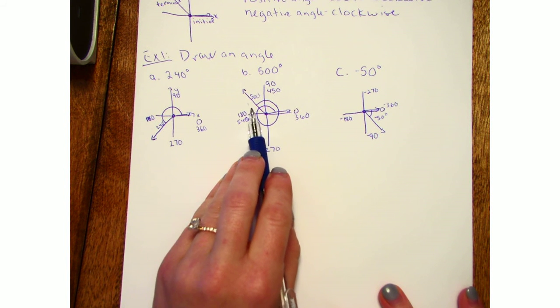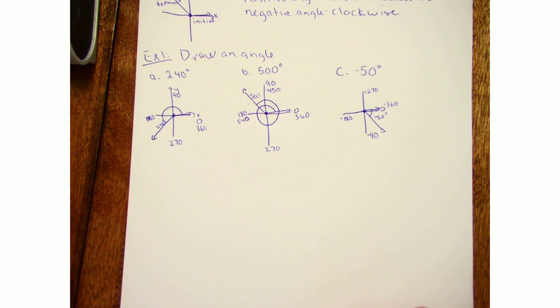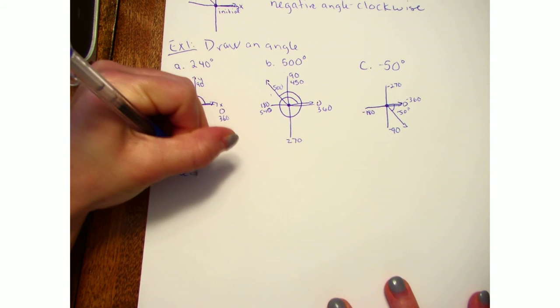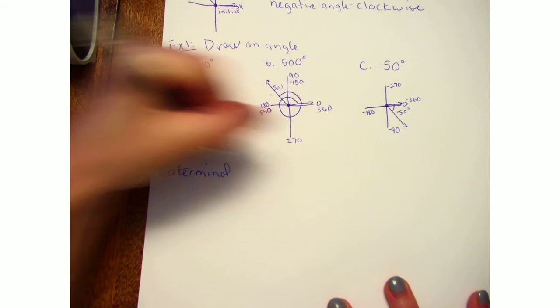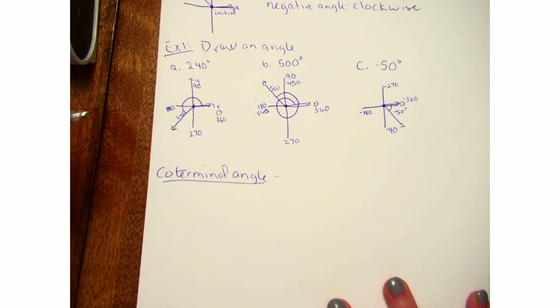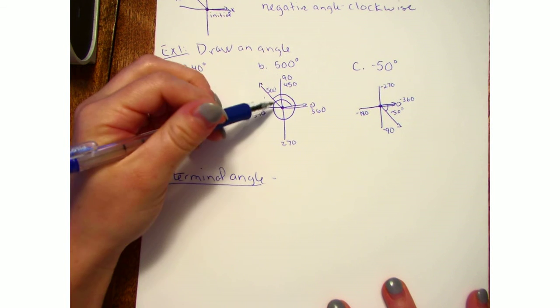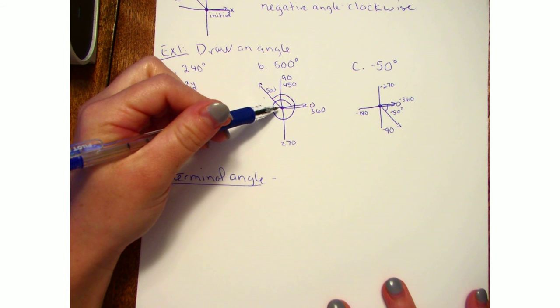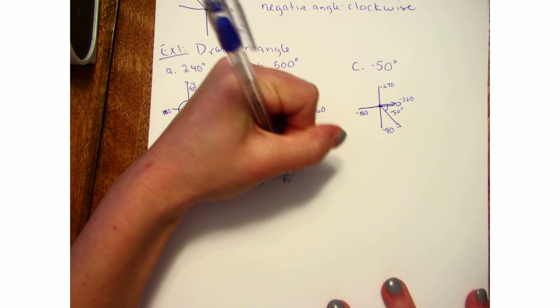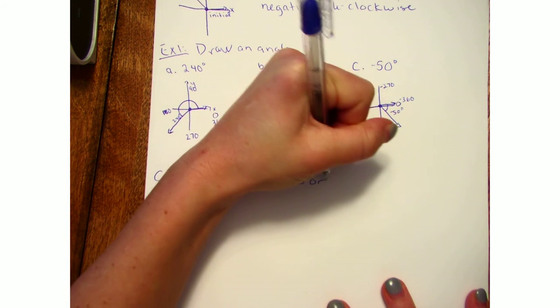All right, so I talked about this having to show the revolutions because otherwise it might look like 120. That is called a coterminal angle. You'll see this word a lot. So a coterminal angle is basically two angles that share the same terminal side. We'll say 2 or more.